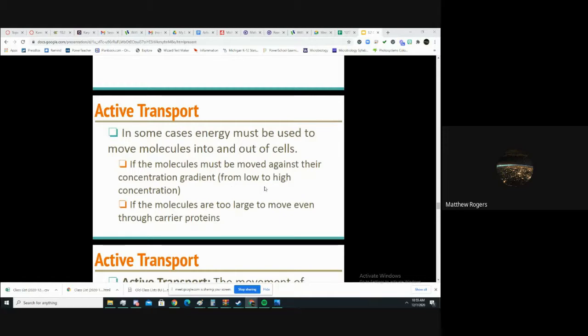Imagine passive transport is kind of like moving down the stream in a tube. You guys might have all gone tubing at some point in your life. You don't have to put much energy in tubing going down the stream. But if I want to go up the stream in a tube, I've got to put some energy in. So that would be like active transport.